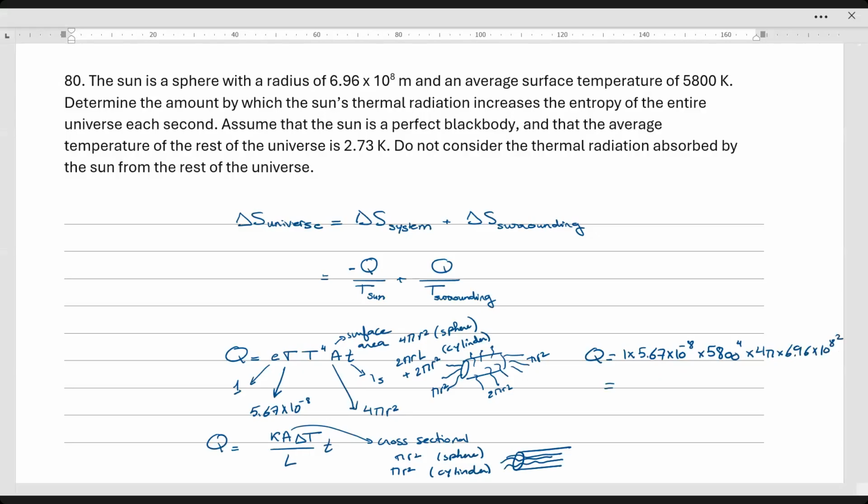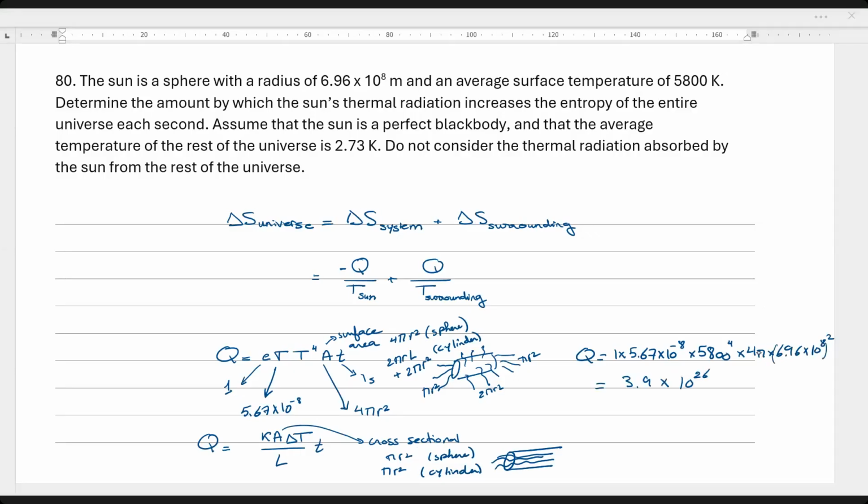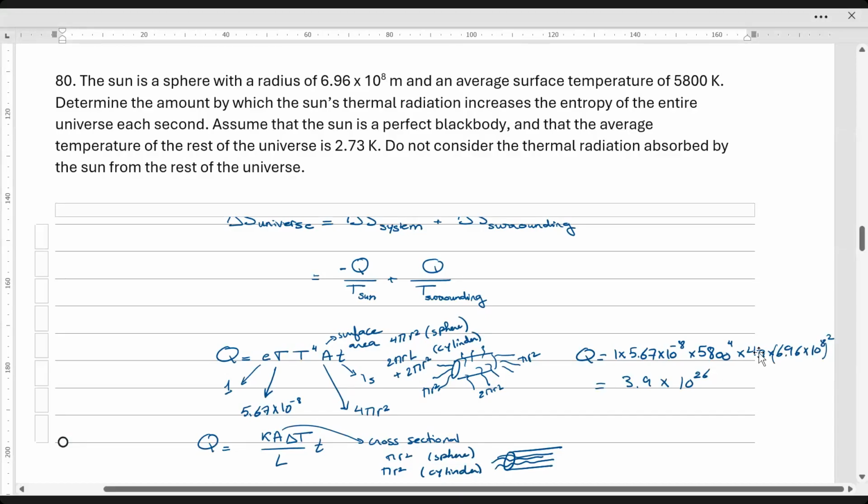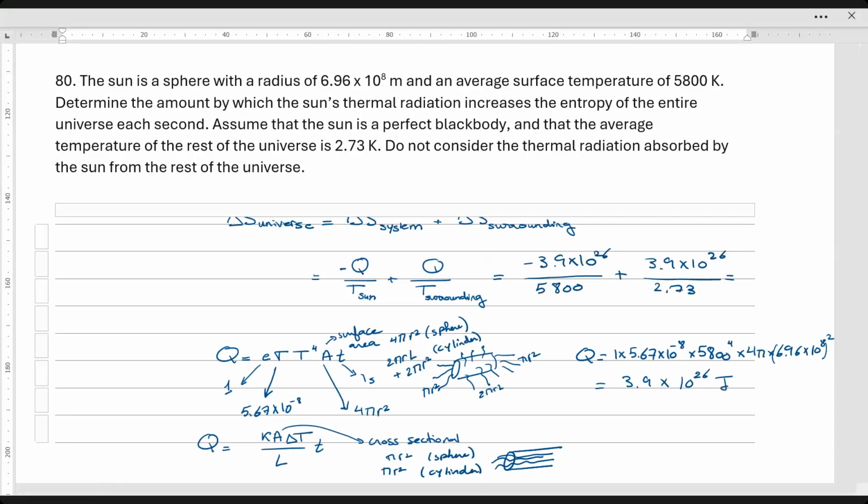So if we calculate delta S itself, first, the value of Q is going to be 3.9 times 10 power 26 joules. Then we can proceed to calculate delta S. So the amount of heat that is released by the sun divided by its temperature, plus this same heat is absorbed by the surrounding, and we have to divide it by the temperature of the surrounding now. And we will get delta S to be equal to 1.4 times 10 power 26 joules per Kelvin.